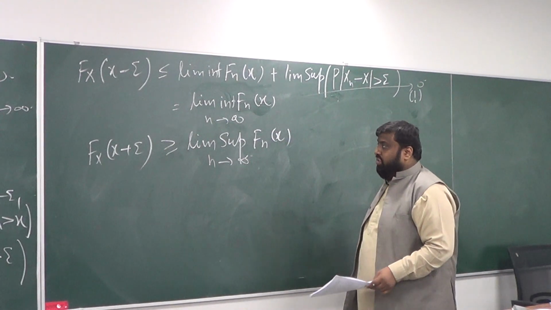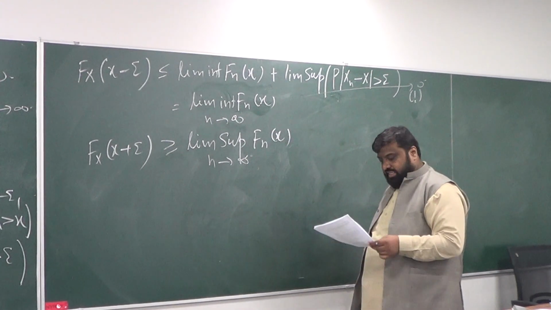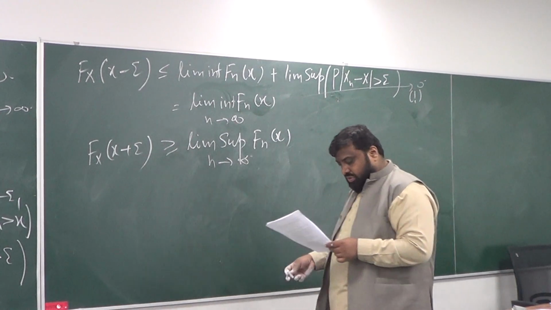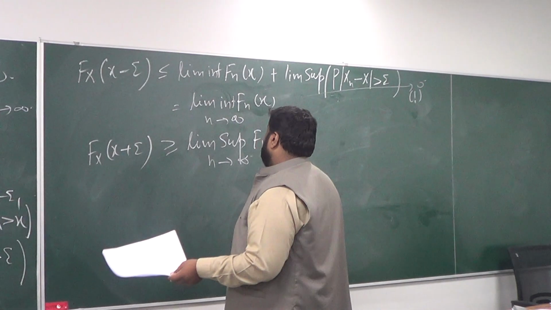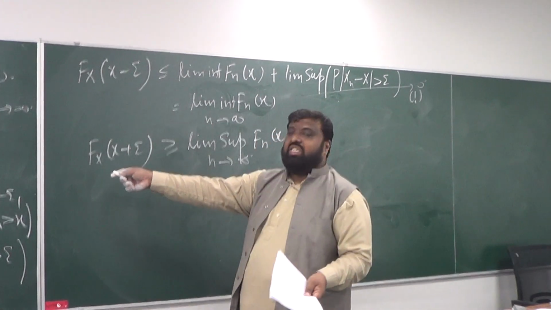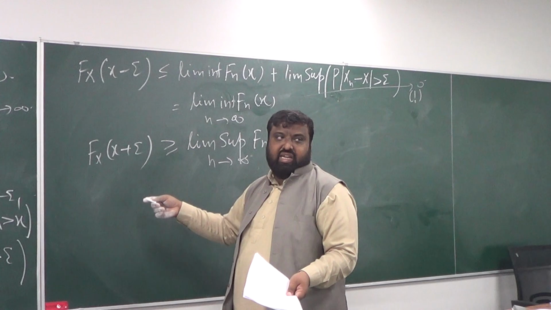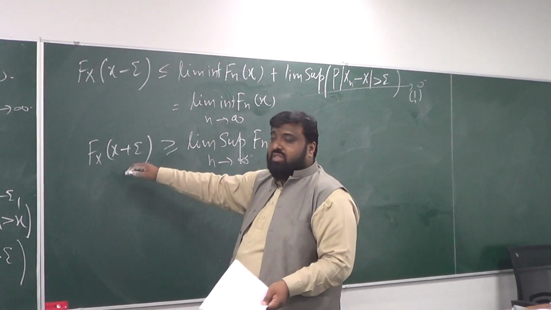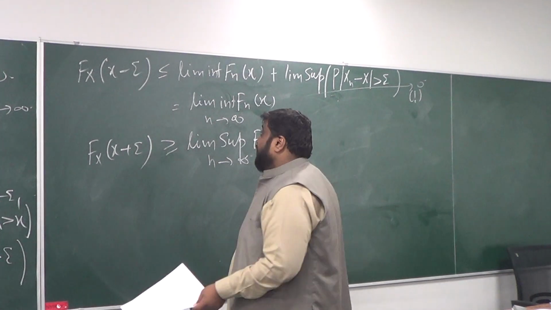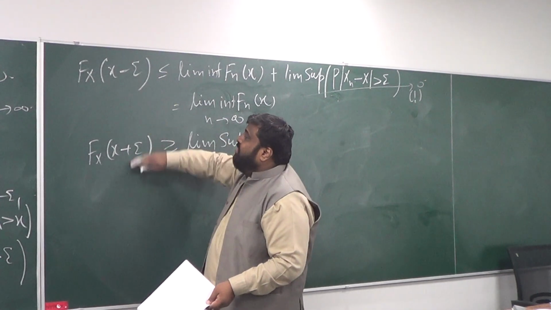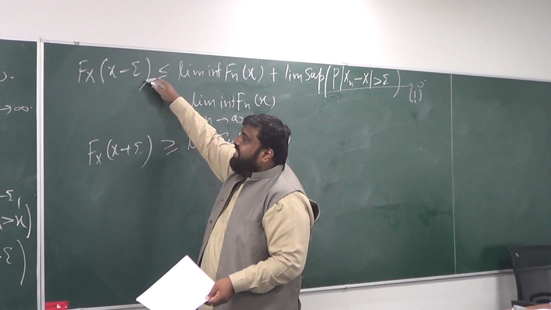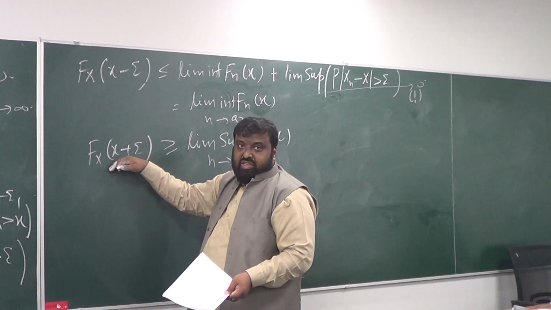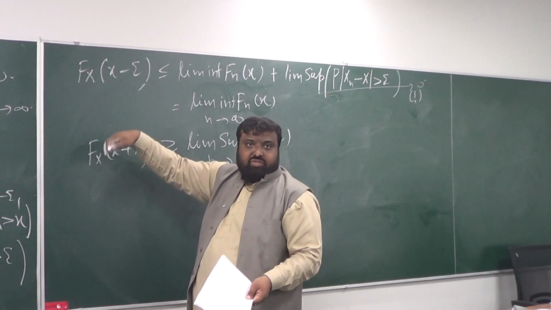And what does this show? If you have continuity, in other words, if you take epsilon to 0, I can take this epsilon to 0 on the left and the right because you have continuity. If I take epsilon going to 0 in both of these inequalities, this would be equal to Fx of x and this would be equal to Fx of x, because x is a point of continuity actually.